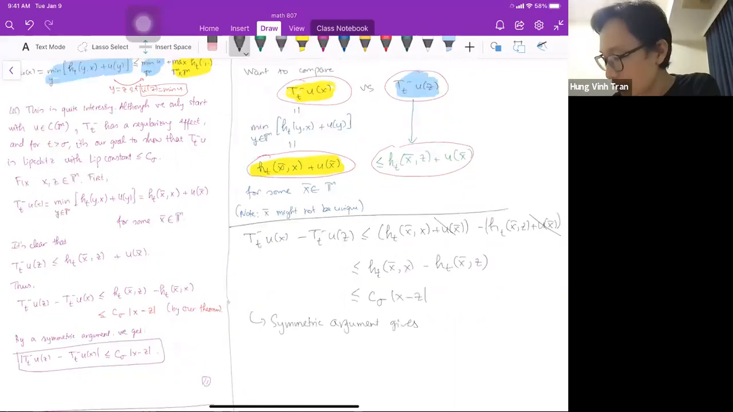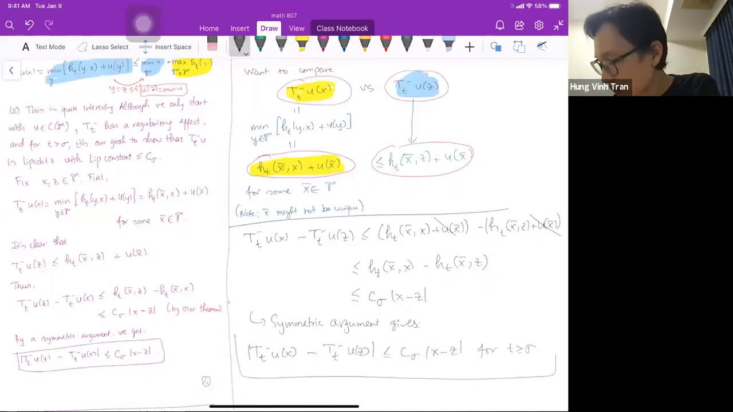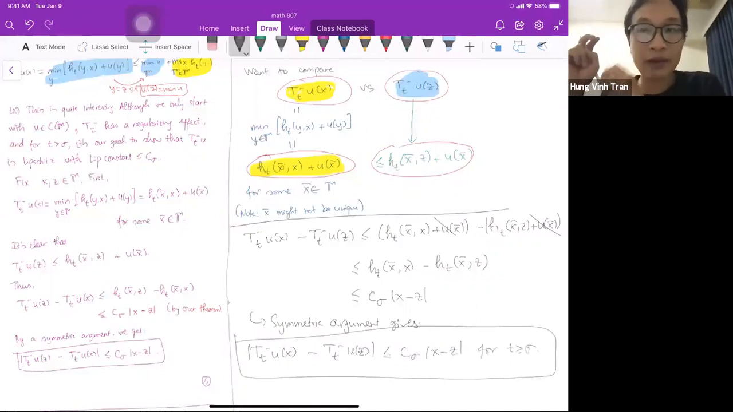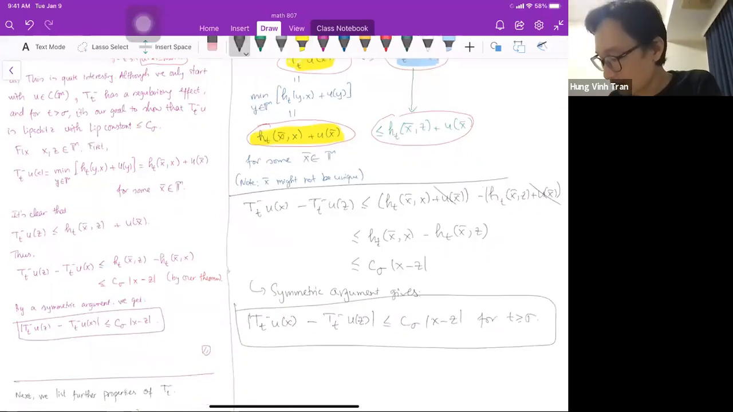it gives eventually that I can compare T_t minus of u(x) minus T_t minus of u(z) is less than or equal to c sigma of x minus z for t greater than or equal to sigma. Okay, so rather simple but quite remarkable, again. So this is the so-called regularizing effect of T_t minus. Okay.